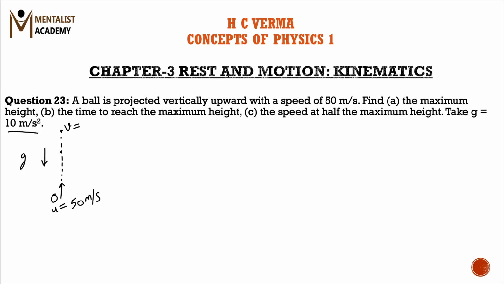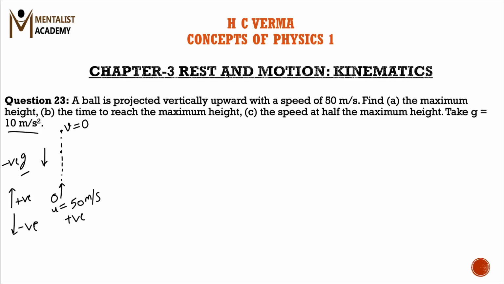Now I am taking upward direction as positive and downward direction as negative. So therefore the value of g would be positive or negative? It would be negative. So the value of g would be negative and the value of v, as it is 0, so value of u would be positive. Now we can use the Newton's equation because we have a constant acceleration g.